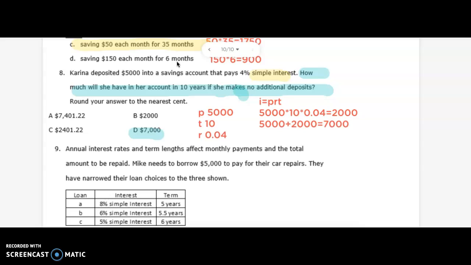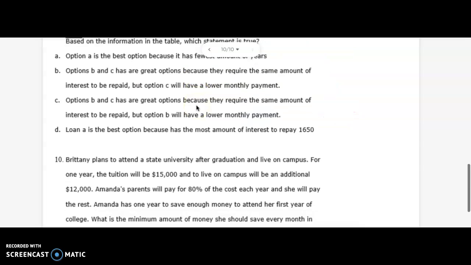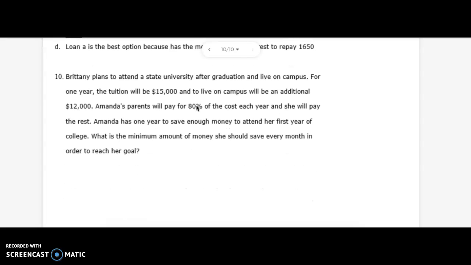All right, now this one, I tell you what, let's do 10 and then let's come back and hit 9. I'm going to do 10 really quick and then I'll come back and hit 9. Brittany plans to attend the university at graduation. This is just like the other problem. For 1 year, the tuition will be $15,000 plus an additional $12,000. All right. So I know that Brittany has to pay $15,000 plus $12,000. Okay. So that's 15,000 plus 12,000. And that's going to be a total of 27,000 that she has to pay.